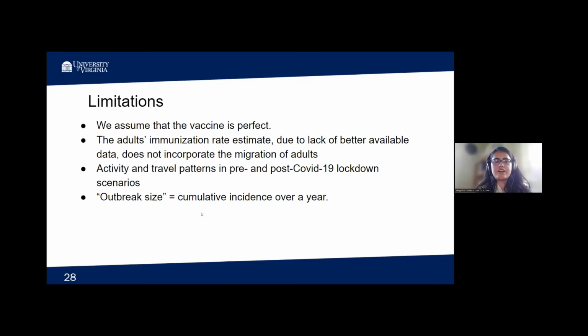Then activity travel patterns. So in the synthetic contact network that we're looking at, we haven't really changed anything in pre to post. So all of the differences that we see are an artifact of varying VHI and tau. Then lastly, what I call outbreak size would strictly mean cumulative incidence over the year. So even if the outbreak is not over for that instance, we still only measure the cumulative incidence until the end of the experiment.